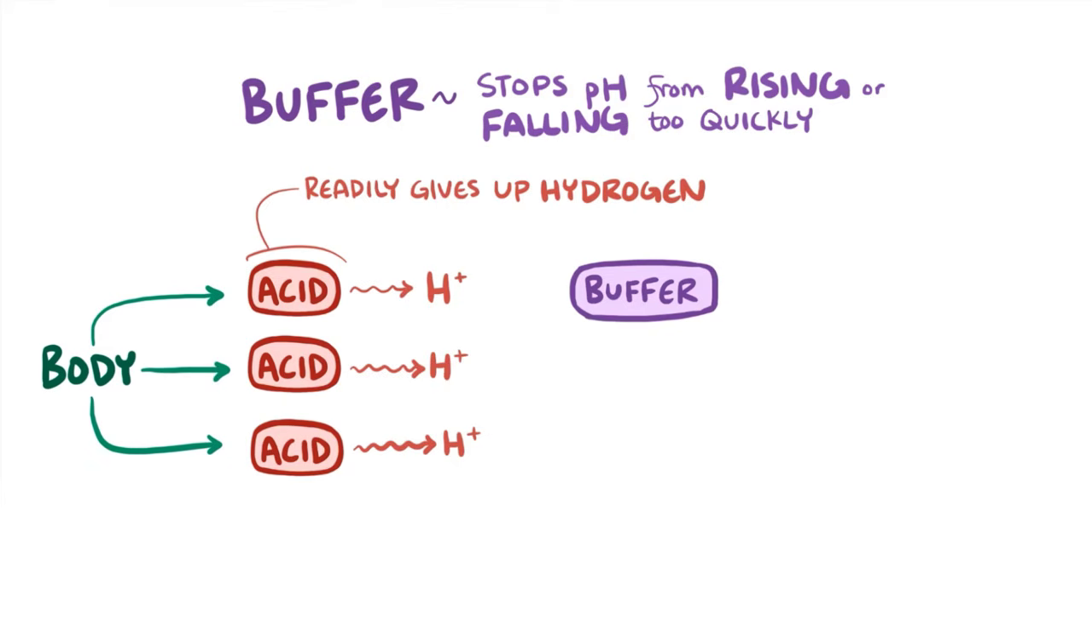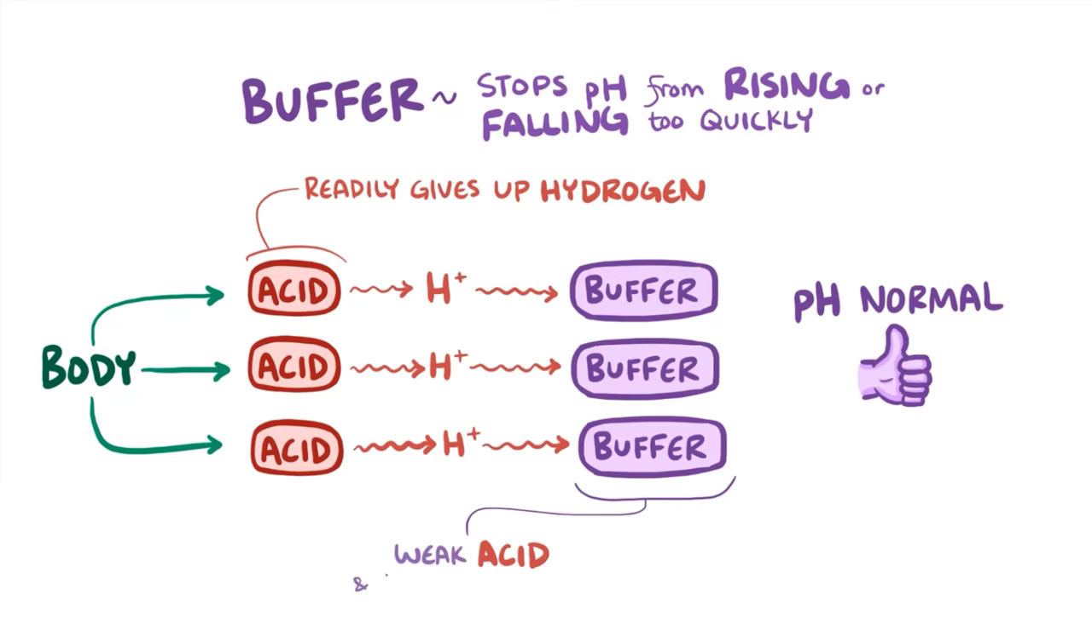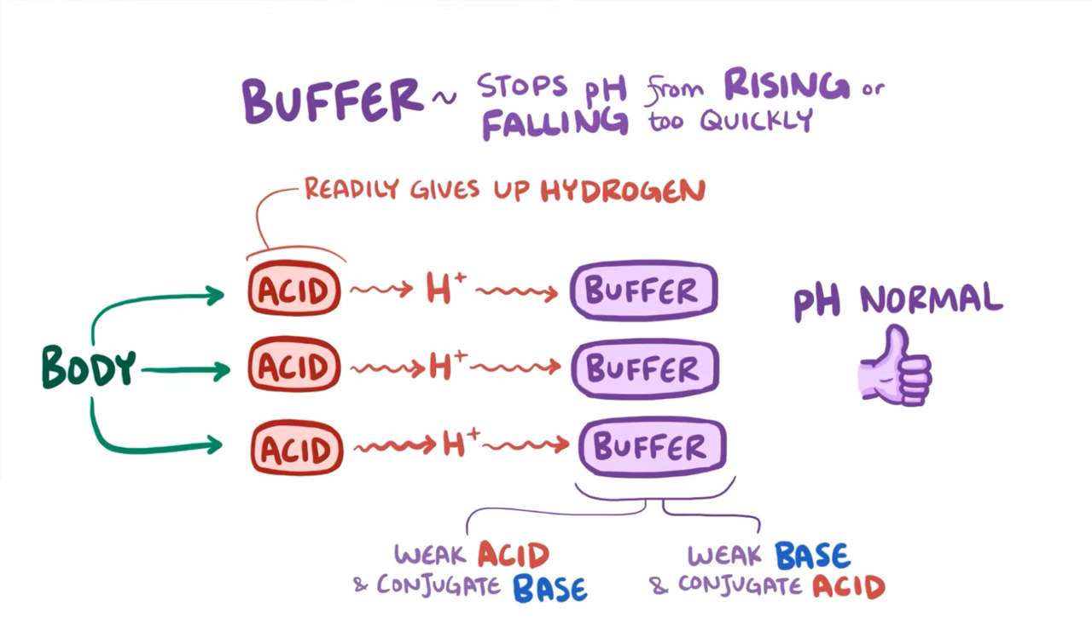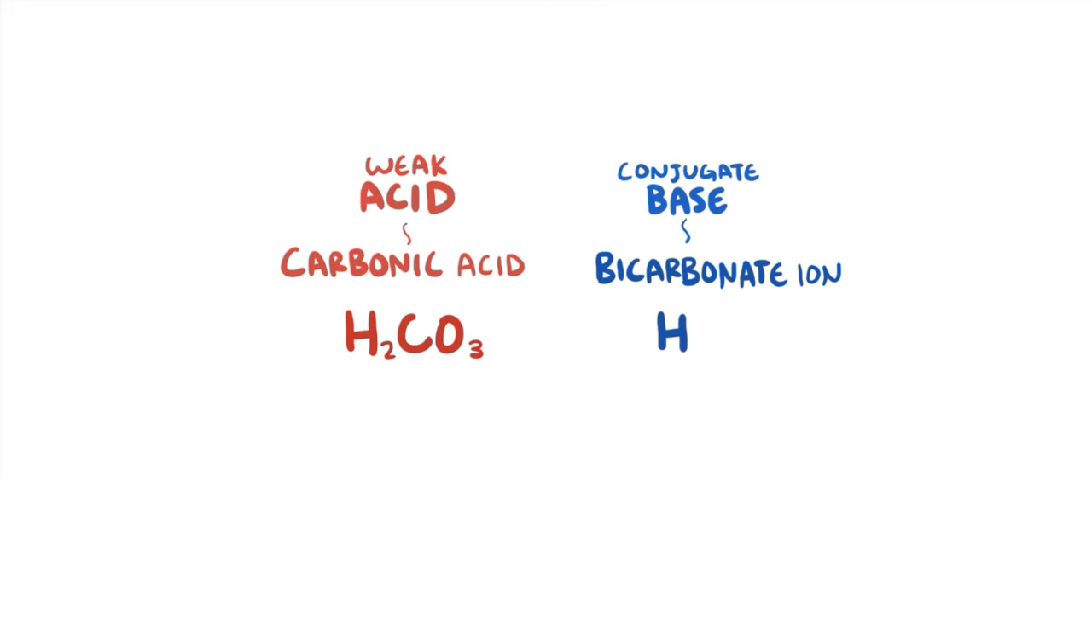To accomplish this, buffers can essentially take on some of these extra hydrogen ions, and therefore keep the pH from dropping too much. Buffers are usually a weak acid with its conjugate base, or a weak base with its conjugate acid. The most important buffer in the body is the weak acid carbonic acid, or H2CO3, and its conjugate base, bicarbonate ion, HCO3-.